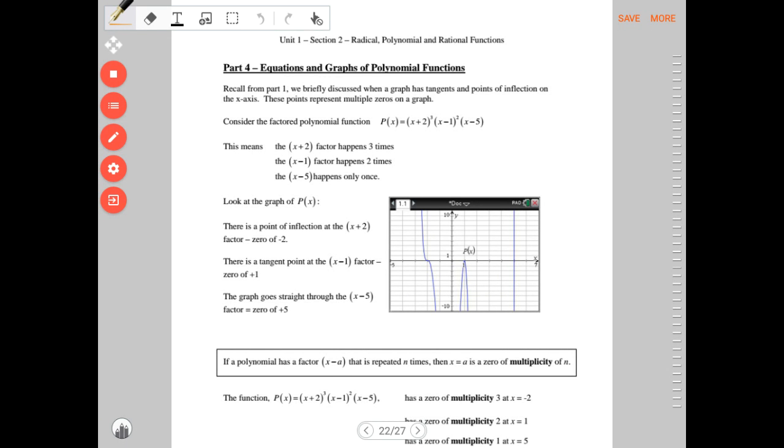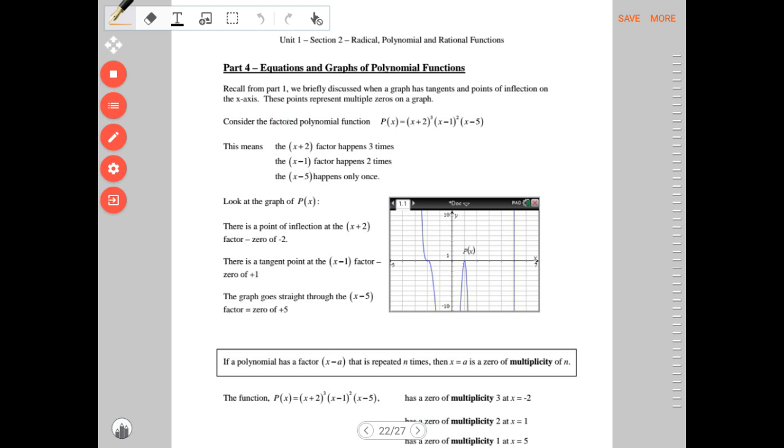Hi everyone, Part 4, Equations and Graphs of Polynomial Functions. Recall from Part 1, we briefly discussed when a graph has tangents and points of inflection on the x-axis. These points represent multiple zeros on a graph. We kind of saw that last section too in that monstrously long video.